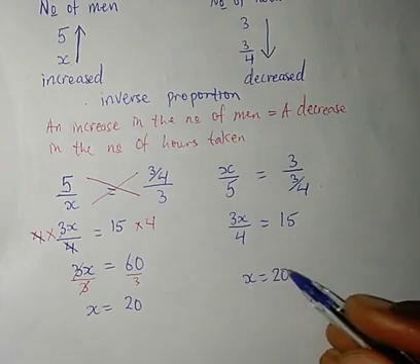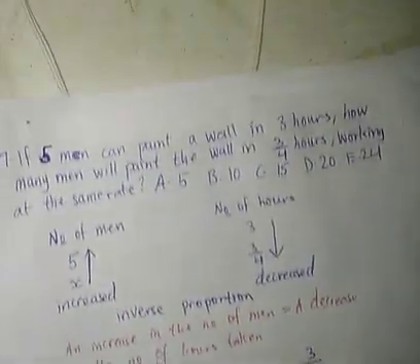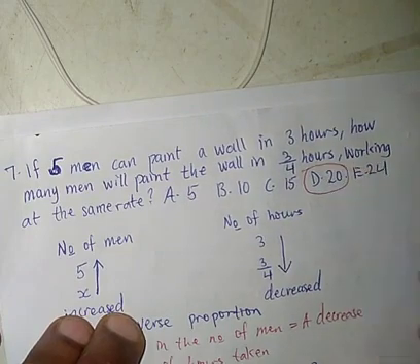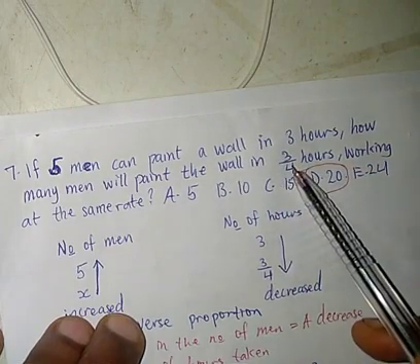So we see how I arrive at the same answer. So the final answer is option D. Option D is the final answer. So 20 men will paint the wall in 3 over 4 hours.